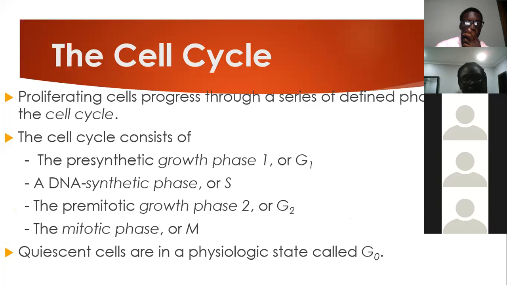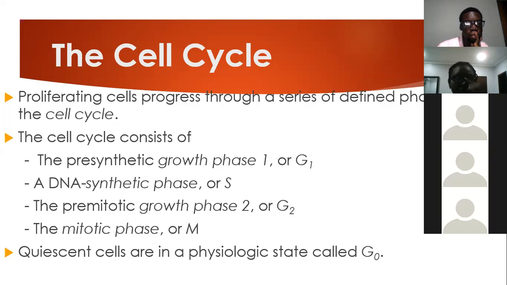Now, the cell cycle is the cycle that cells undergo when they are going through their growth process. The first stage is the pre-synthetic growth phase. We all know about mitosis, meiosis, cell division. Before the cell grows and divides, there has to be a pre-synthetic growth phase whereby the organelles are replicated. So if you have mitochondria, you replicate the mitochondria to prepare for the cell division.